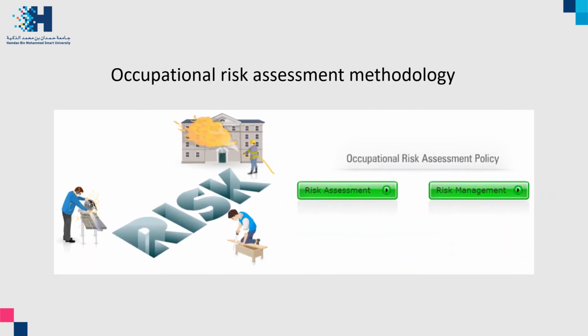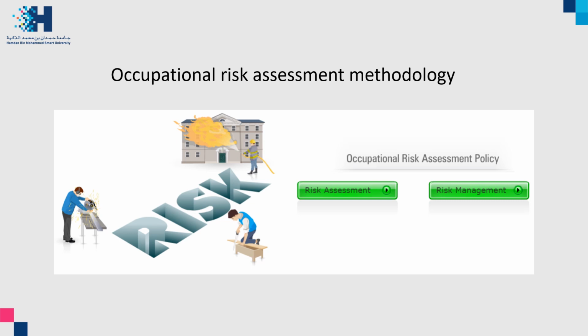Risk assessment and risk management are two important concepts in workplace safety, and it's important to understand the difference between them. Risk assessment is the process of identifying potential hazards and evaluating the likelihood and severity of harm that could result from those hazards. This involves analyzing the workplace environment, processes, and procedures to identify potential hazards and assess the level of risk associated with each one. The goal of risk assessment is to identify potential hazards and determine the level of risk associated with each one so that appropriate risk management measures can be put in place.